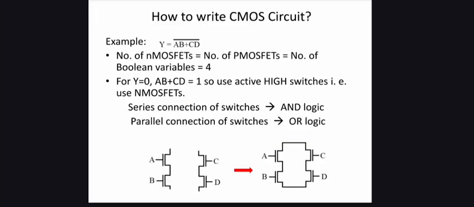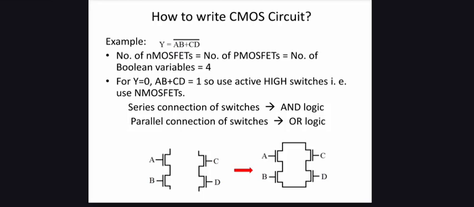How exactly can we write the CMOS circuit? For example, here one expression is given, that is y is equal to AB plus CD. Now the number of NMOSFETs is equal to the number of PMOSFETs, which is equal to the number of Boolean variables, that is 4 in this case. Now we have to equate y is equal to 0, at that time we'll get AB plus CD as 1. So we have to use active high switches, that is NMOSFETs. For AND logic, series connections of switches, and OR logic is nothing but the parallel connection of switches.